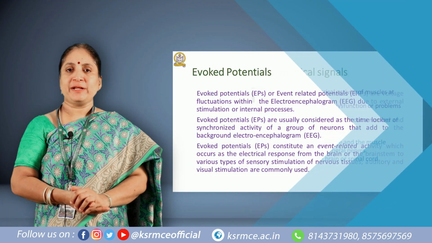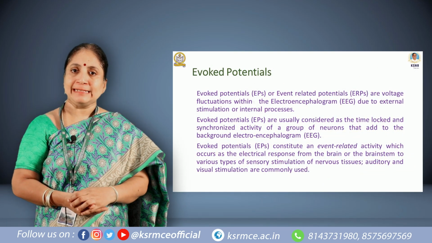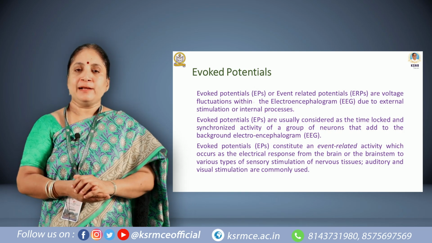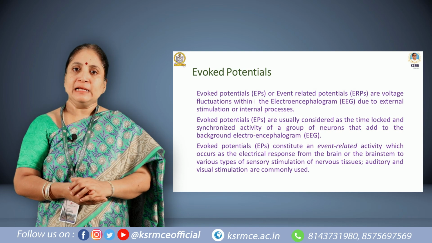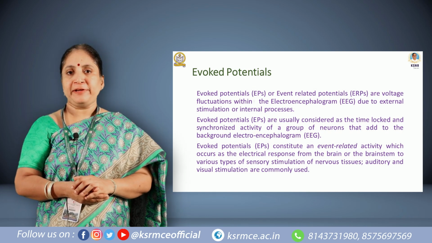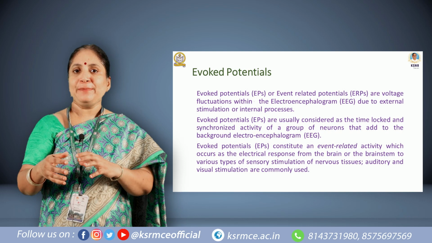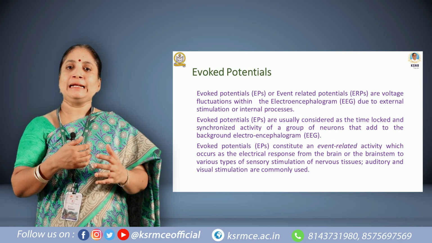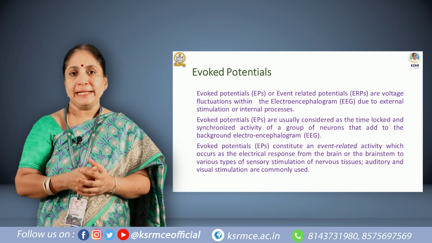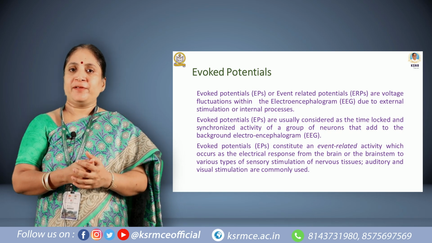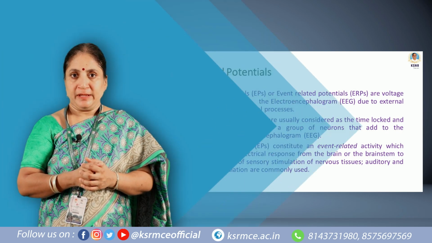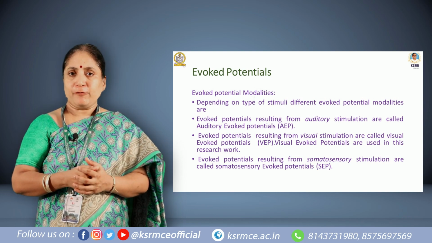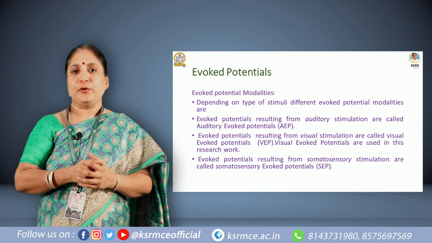Evoked potentials are voltage fluctuations in the EEG in response to an applied stimulus. We can consider evoked potentials as the time locked synchronized activity of a group of neurons that is added to the EEG signal. It can also be considered as an electrical response from the brain or brainstem obtained from different types of stimuli. Based on the type of stimulus we apply, we can have different types of evoked potentials.